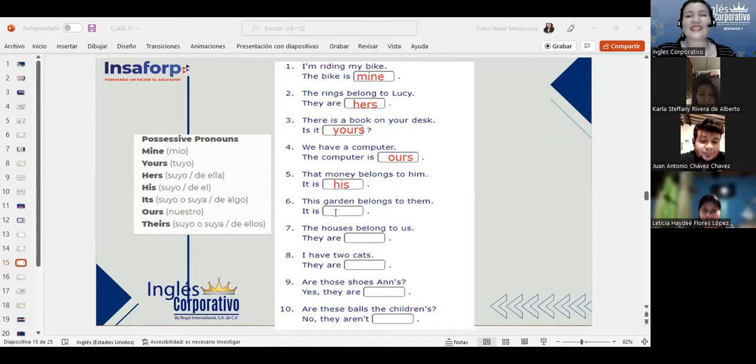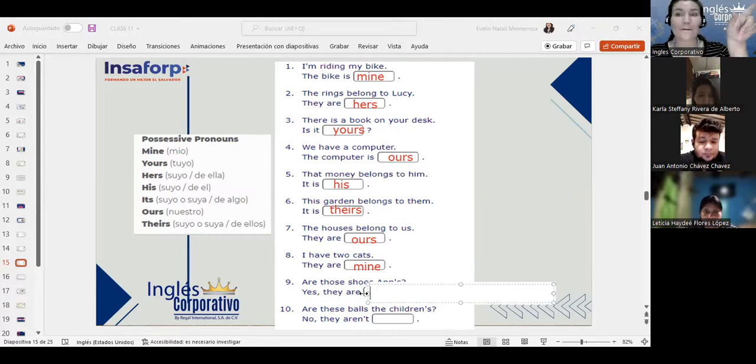It's his. This garden belongs to them. It is theirs. Right? It's theirs. The houses belong to us. They are ours. Very good. I have two cats. They are mine. Are those shoes hers? Yes, they are. They are hers. Very good.